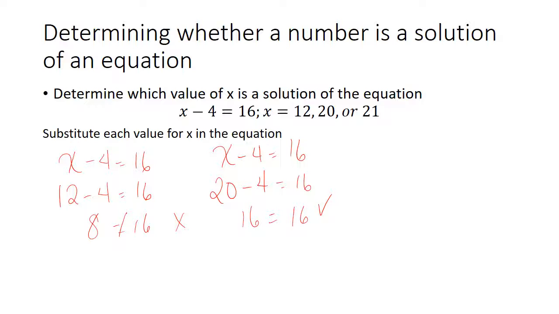Just because we found that 20 is a solution doesn't mean that we just assume that everything else isn't a solution. We were asked to check if 21 is a solution, so we're going to go ahead and check that as well. So x minus 4 equals 16. If we have 21 minus 4 equals 16, 21 minus 4 is 17, and 17 is not equal to 16, so this is not a solution. In this case, 20 is the solution for this equation.